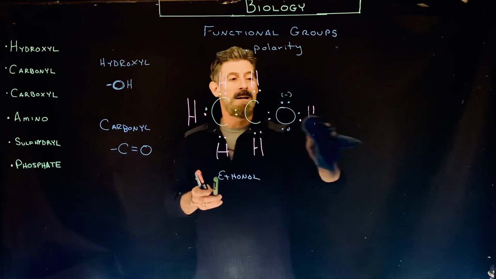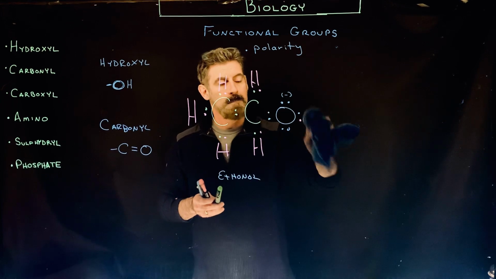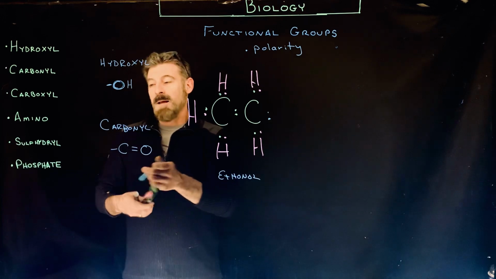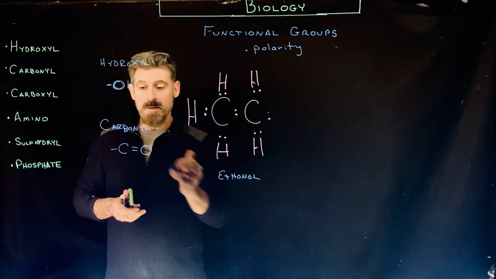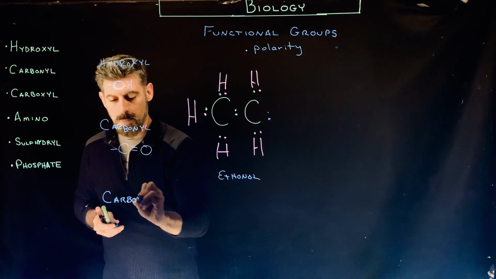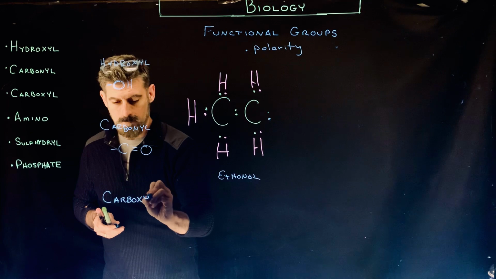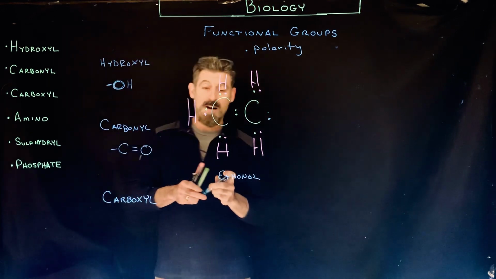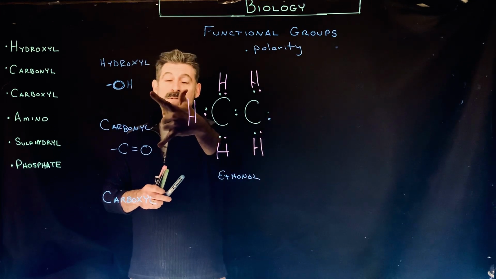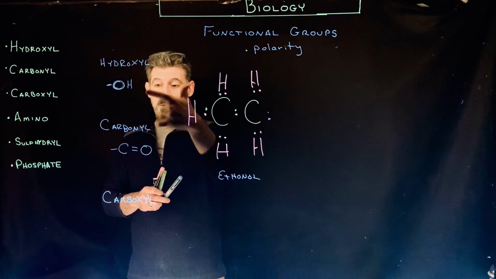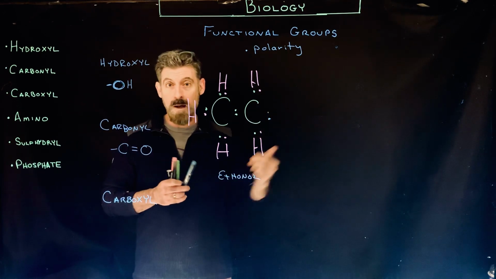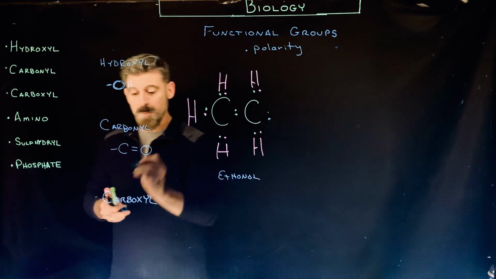Now what we're going to do is add in something else here. We're going to create a group called a carboxyl group. The carboxyl group is very important. It's also another polar group, and it's sort of a combination of these two functional groups. It's like a hydroxyl attached to a carbonyl, forming yet a new type of group that also takes on a new characteristic as well.